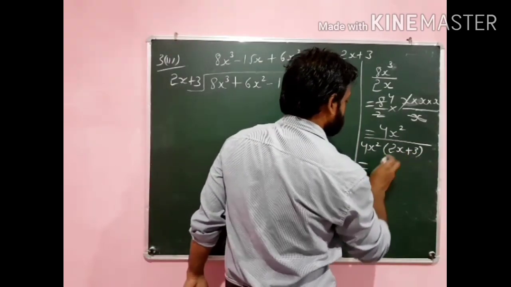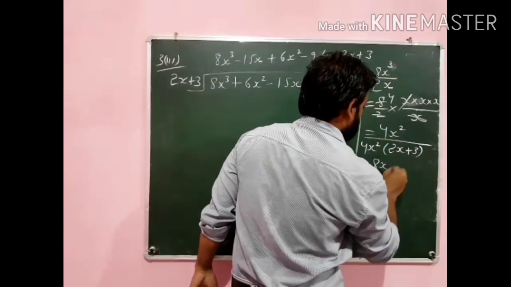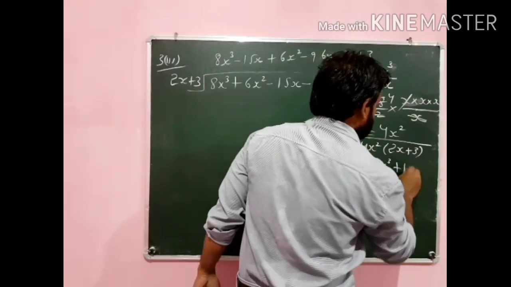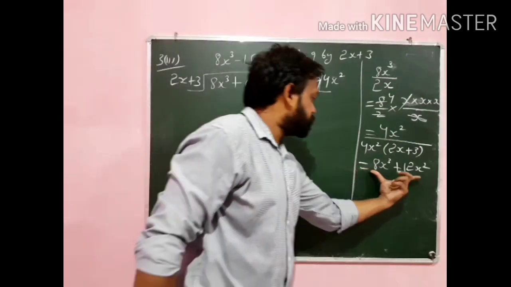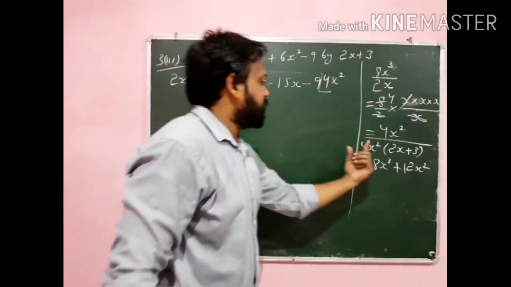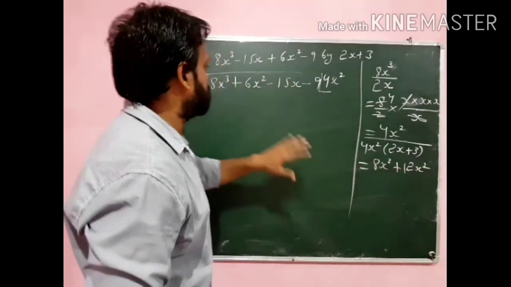Now multiply the 4x by the 2x: x into x is x square, and 4 times 3 is 12x. So we got this polynomial after multiplying the terms. Write it down here.